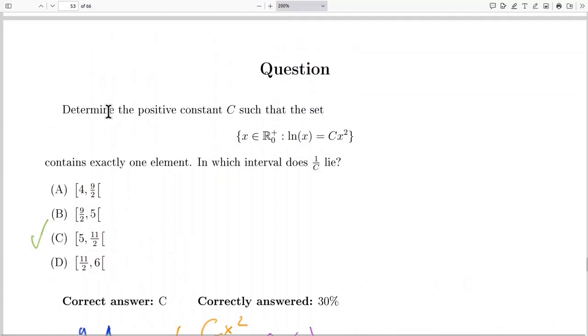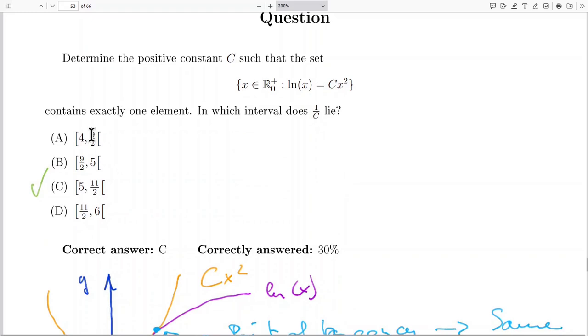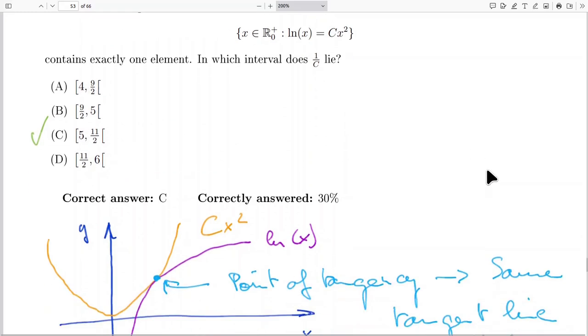So the question is, determine the positive constant C such that the set of x, element of R positive, with ln x equals C times x squared, has to contain exactly one element. And which interval does 1 over C lie in? And then you get 4 intervals.